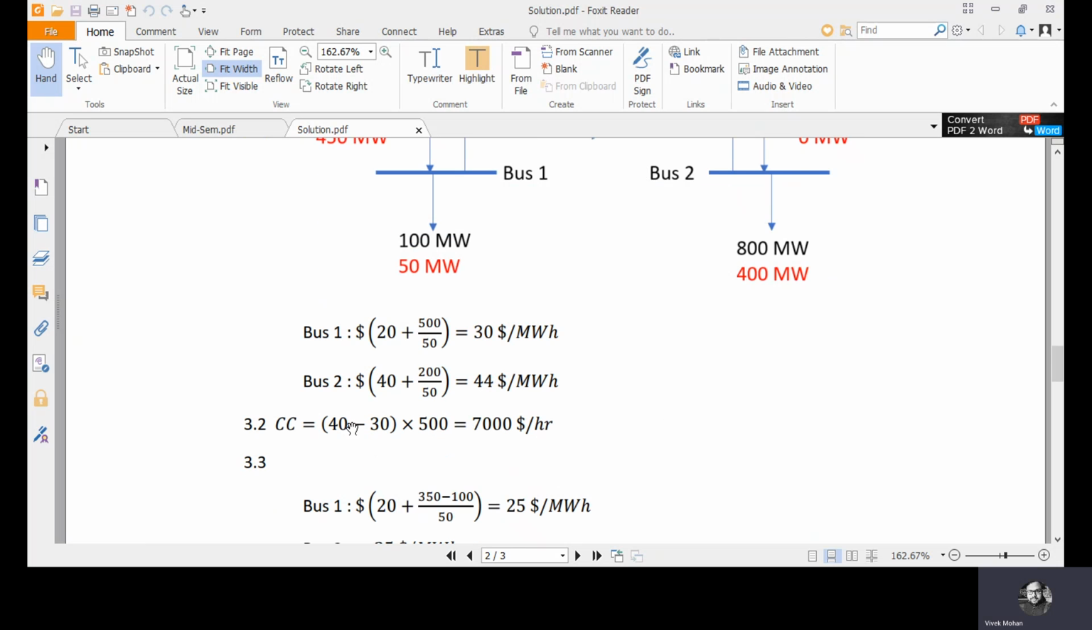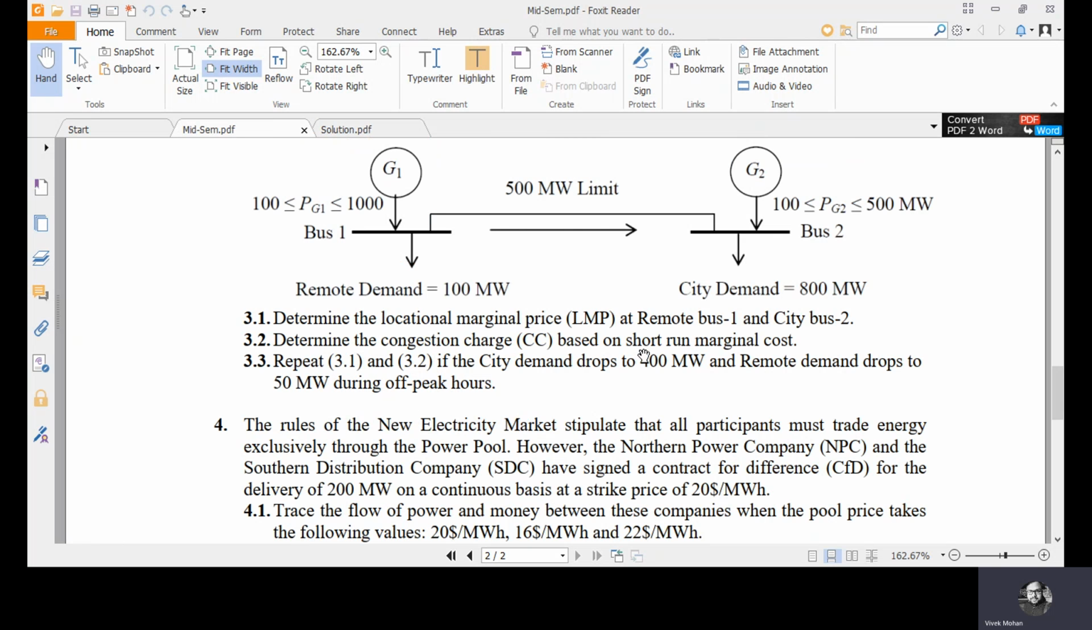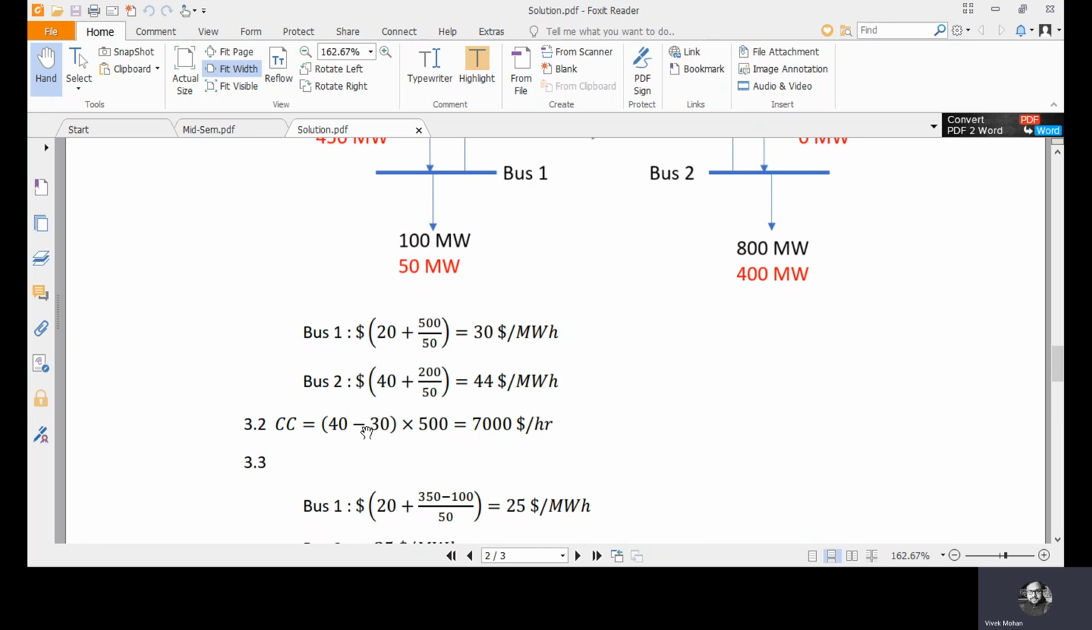Now I think this is wrong. This is 44 minus 30. This is the second part of the question: congestion charge based on short run marginal cost. So this is 14 times 500, that is $7,000. Okay, this is not 40, this is 44.